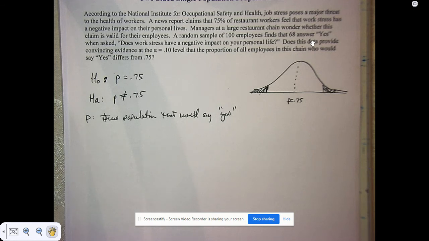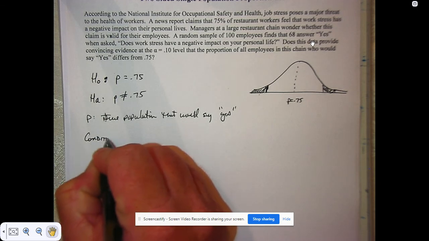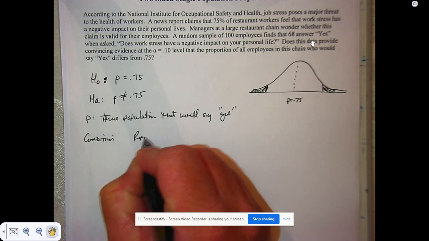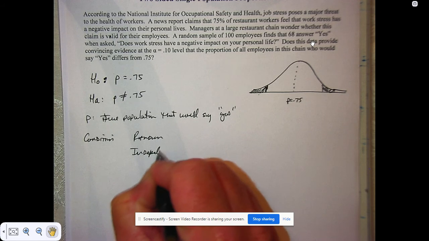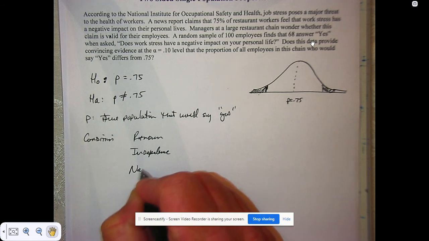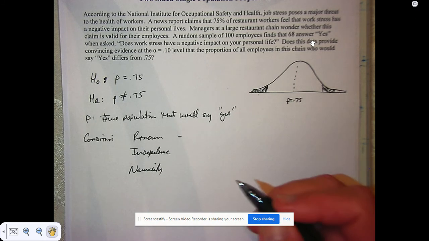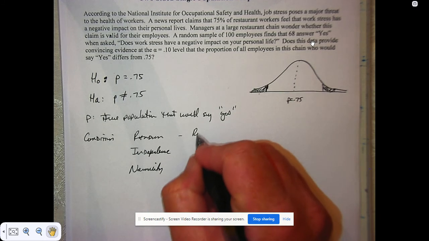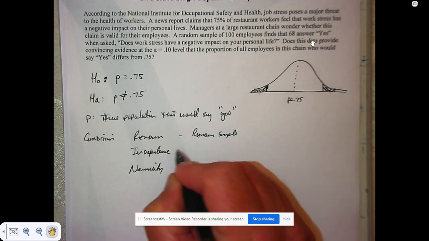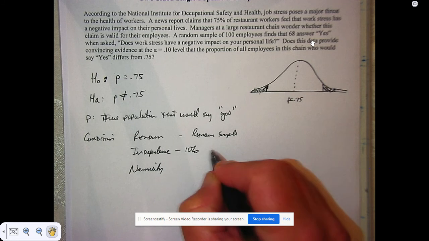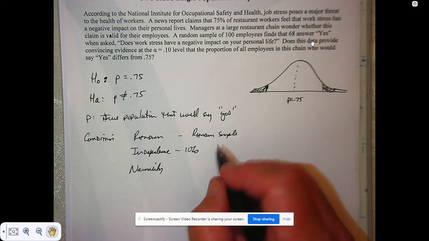Okay. So the conditions, like I said, I'm not going to go through the whole thing. Conditions are random, independence, and normality always. Okay. Looks like it was a random sample. The independence is the 10% condition. Random sample of 100 employees.